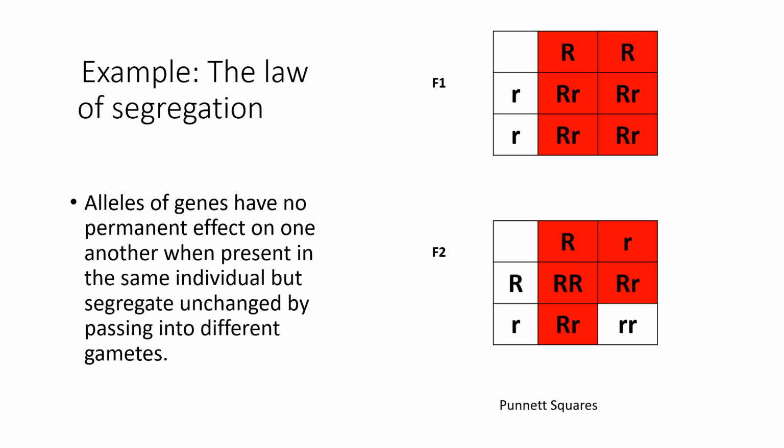All the F1 plants are heterozygous and red. But if we take two heterozygous plants and mate them, in F2 we end up with one homozygous for big R red, two heterozygous, and one homozygous for little r white flowers. The little r white gene was not permanently changed by being in the same individual as the big R gene. It segregates independently.